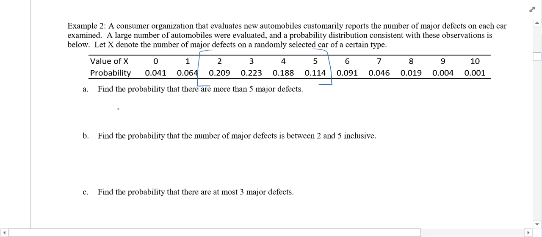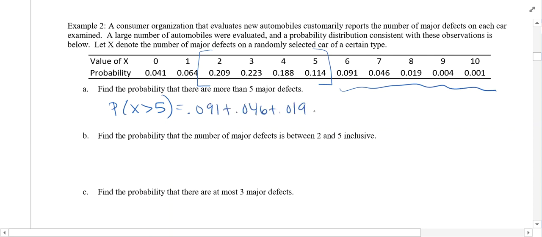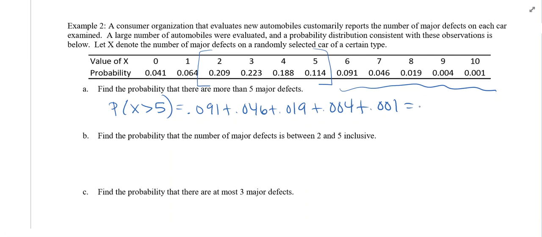Find the probability that there are more than 5 major defects. We're still going to be using probability notation. Probability X is greater than 5. And in the table, we're just going to sum up 6 through 10. So 0.091 plus 0.046. Just grab your calculator and sum these up. You can see it's still not very likely to have 6, 7, 8, 9 defects, so this probability is probably on the smaller side. Okay, so you should get 0.161.